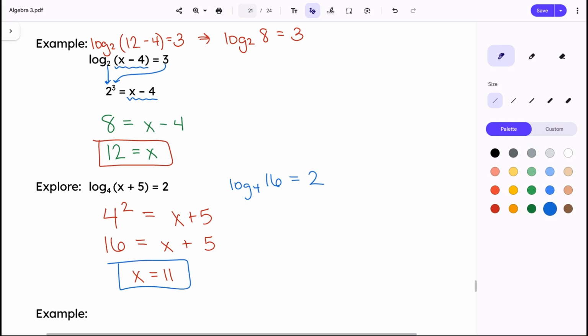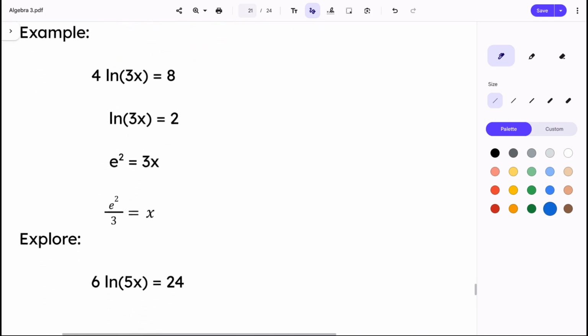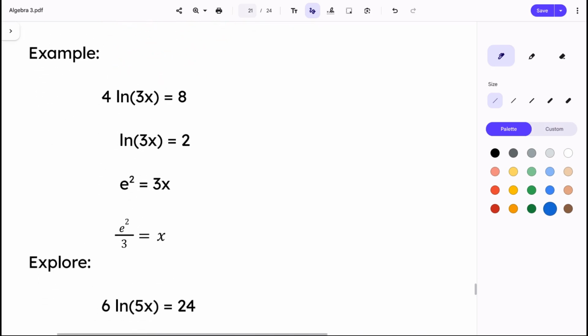Now we can do something similar if there's a natural log in the problem. So instead of it saying log, that's when you're going to see ln show up. So for example, this first one says 4 times the natural log of 3x equals 8. I'm going to divide both sides by 4 to move that over to the other side and get the natural log alone. So that becomes a 2 over here.